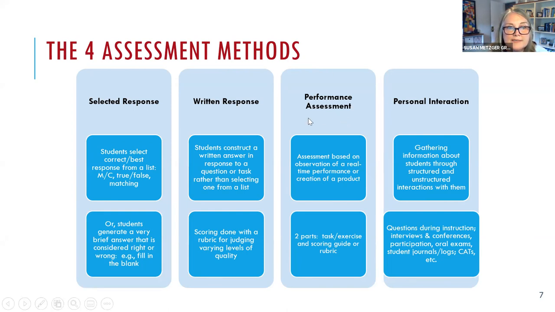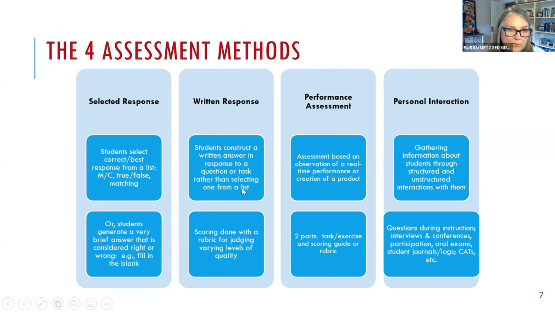And then performance assessment is another type, and I know that you use this a lot. That's when your assessment is based on observation of a real-time performance or the creation of a product. So if I see my students conduct an oral presentation or I require them to do that, that's a performance assessment. By the same token, if I ask them to create a 3D model of some mathematical or scientific principle, that's a product that I'm asking them to create, and it's a performance assessment as well.